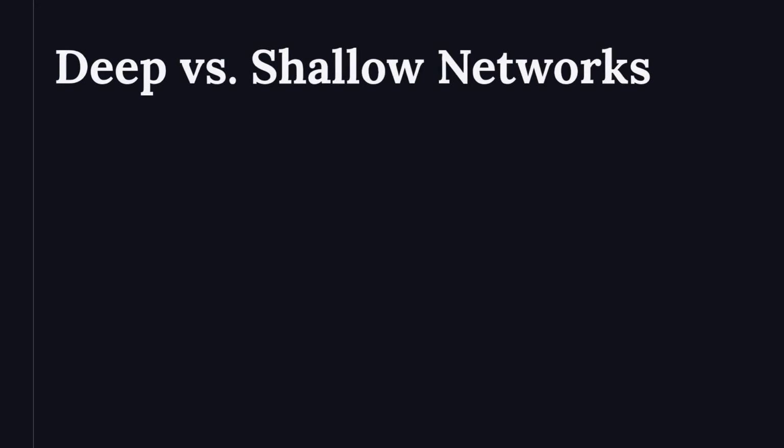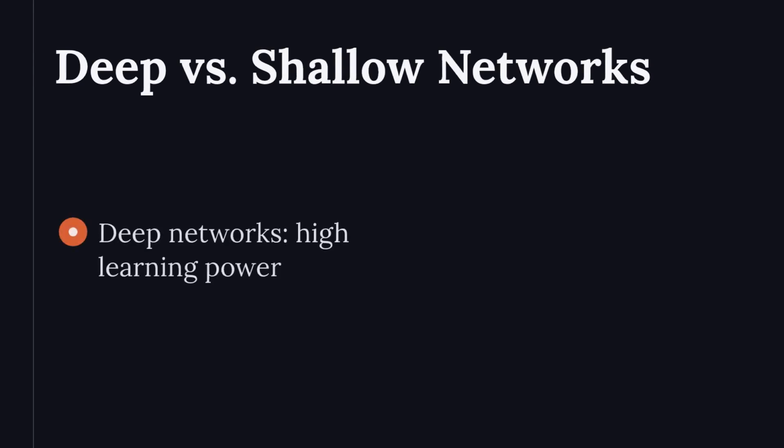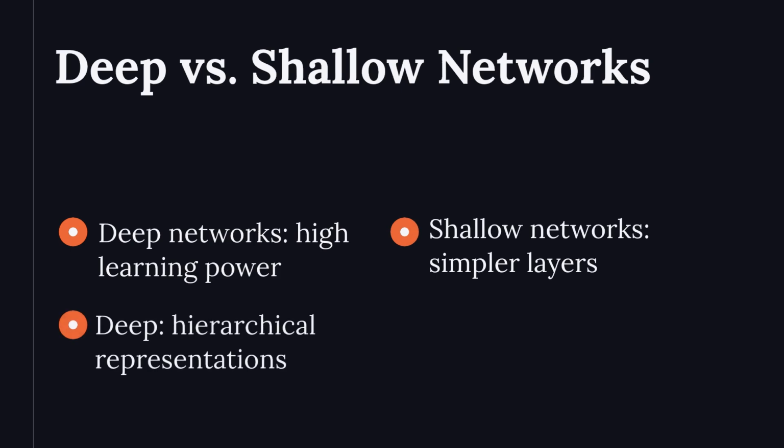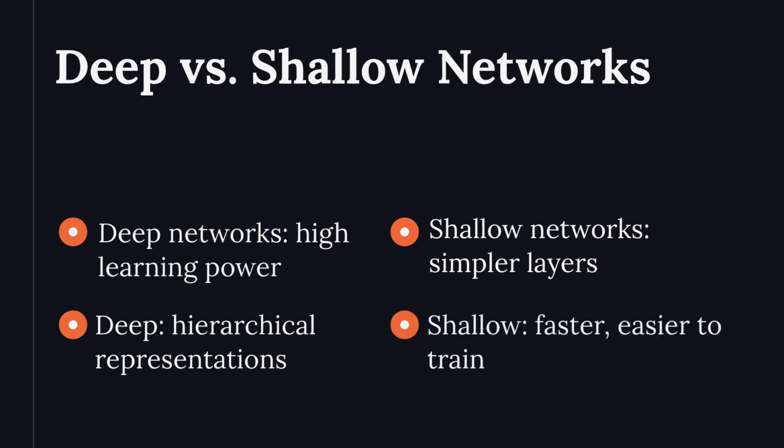Deep networks have many layers, offering high learning power. Shallow networks are simpler with fewer layers. Deep architectures learn hierarchical representations. Shallow networks are faster to train and easier to interpret. The choice depends on task complexity and data availability.